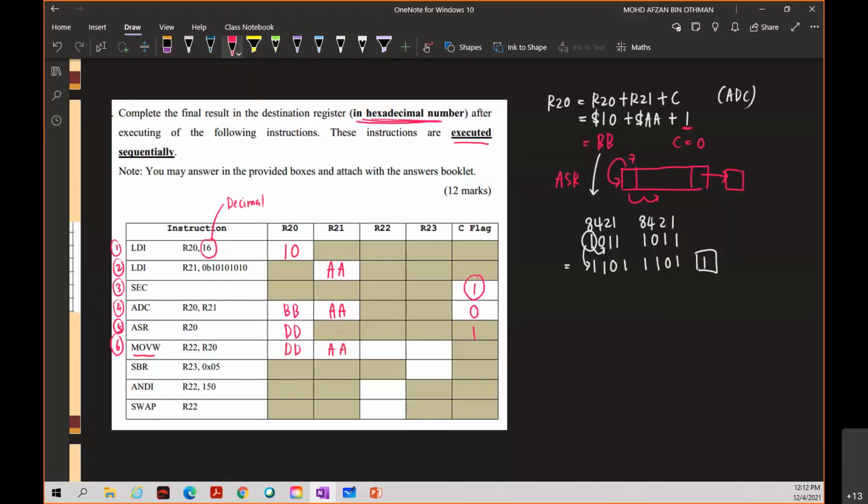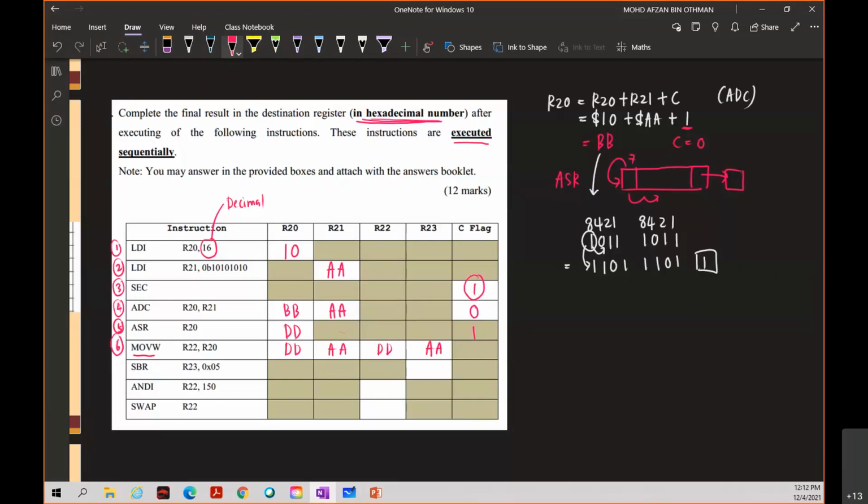You're going to copy this value here, one register pair value, or 16-bit number, to another pair of registers, which is R22, R23. Then it becomes DDAA. Okay, so this is the answer.